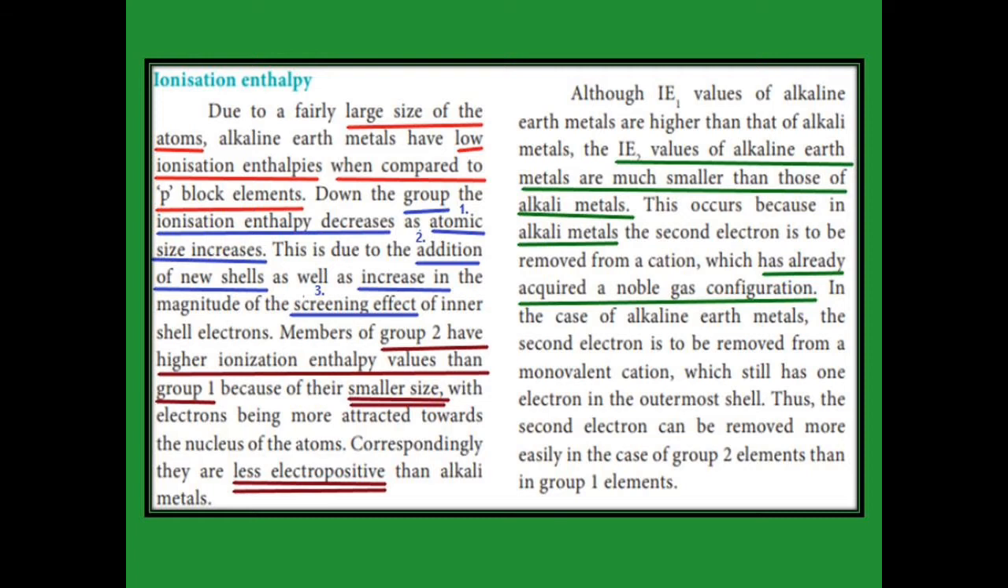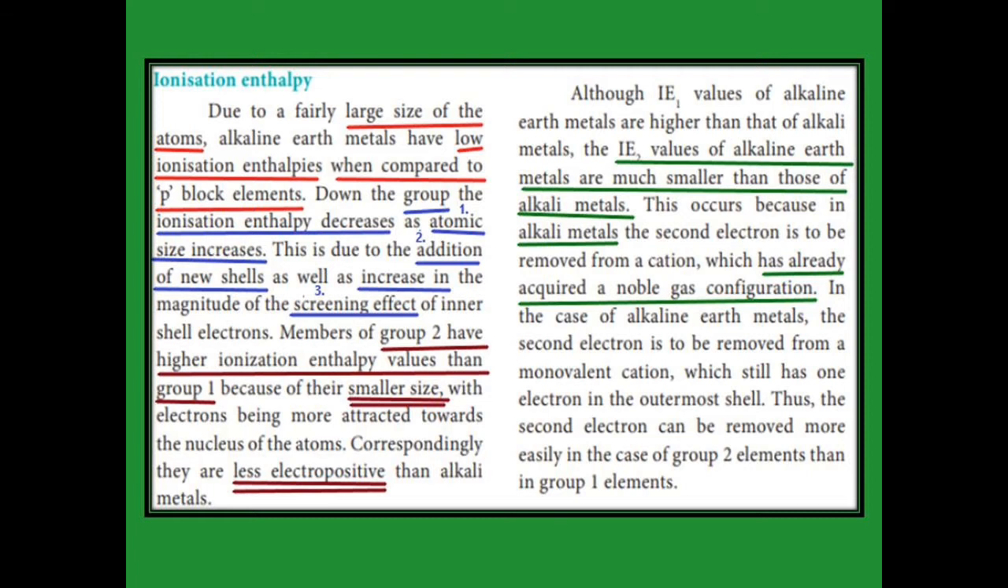Ionization enthalpy. What is ionization enthalpy? The energy required to remove the electron is called ionization enthalpy. When compared to the p block elements, the alkaline earth metals have a larger atomic size, so the ionization energy is lower when compared to the p block elements. And group wise, the ionization enthalpy decreases.